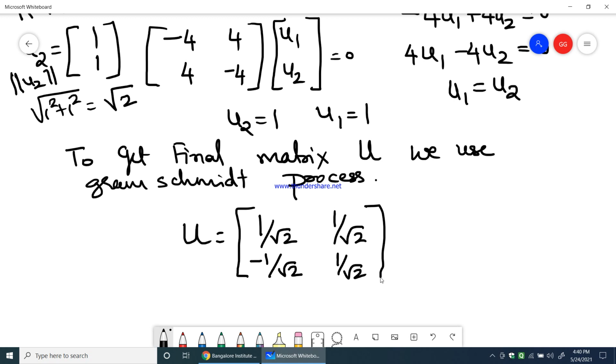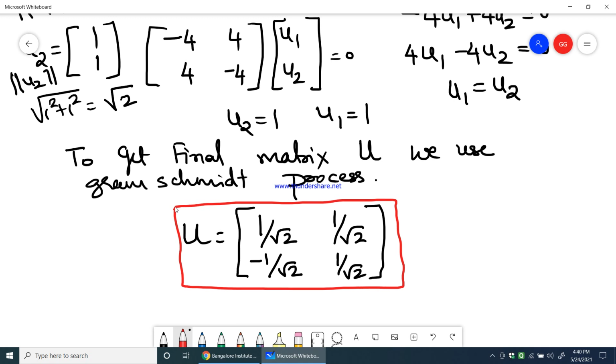So this is my matrix U in the singular value decomposition. Whatever we need to get matrix U is all about this. Then we will see how to find out the matrix V.